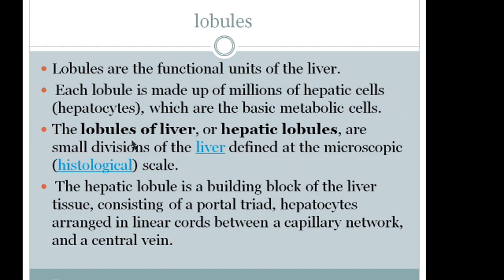The lobules of liver or the hepatic lobules are small divisions of liver defined at the microscopic scale. The hepatic lobule is the building block of liver tissue, consisting of portal triad and hepatocytes arranged in linear cords between a capillary network and a central vein.